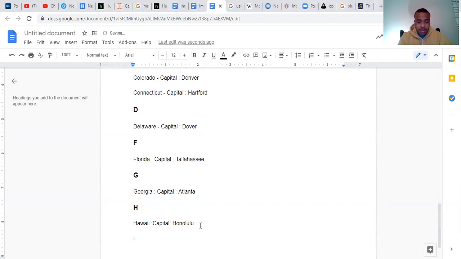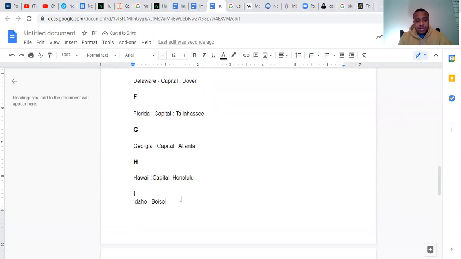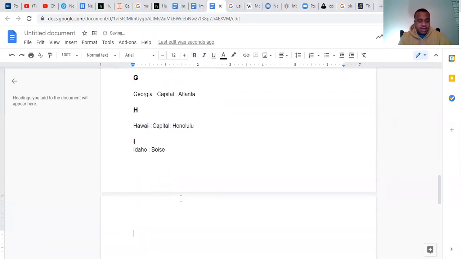Let's get into a forgotten about state. Idaho. Now, this is one of the states that don't get a lot of talking about, but Idaho, home of many of the country's potatoes. The capital of Idaho is Boise. The word's not Bowles, it's Boise. Capital of Idaho is Boise.